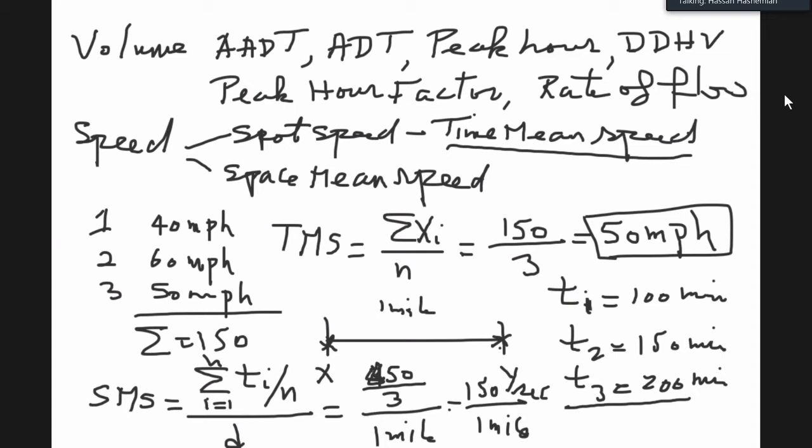And then you have to convert that into miles per hour. So to convert to miles per hour, you multiply by 5280, 1 mile divided by 3600 seconds. Okay, so you convert that to miles per hour. All right, any question on that? So to get space mean speed, you need to get the average.